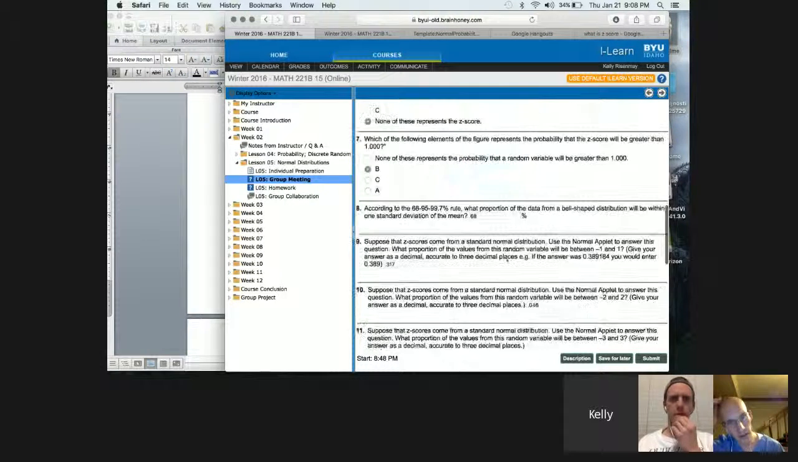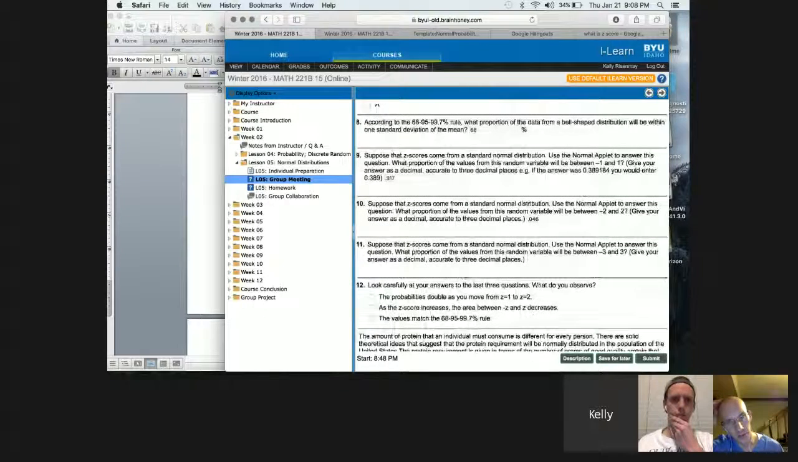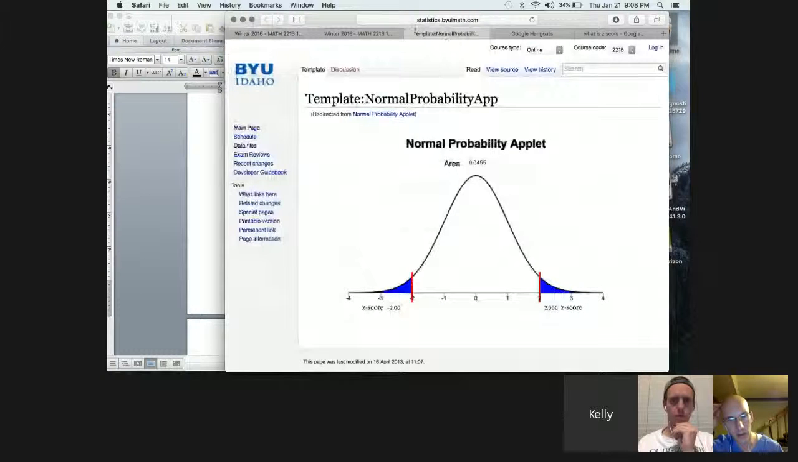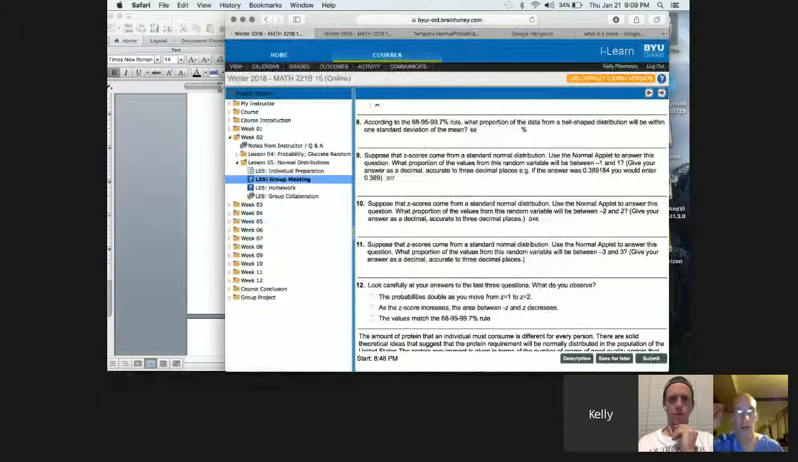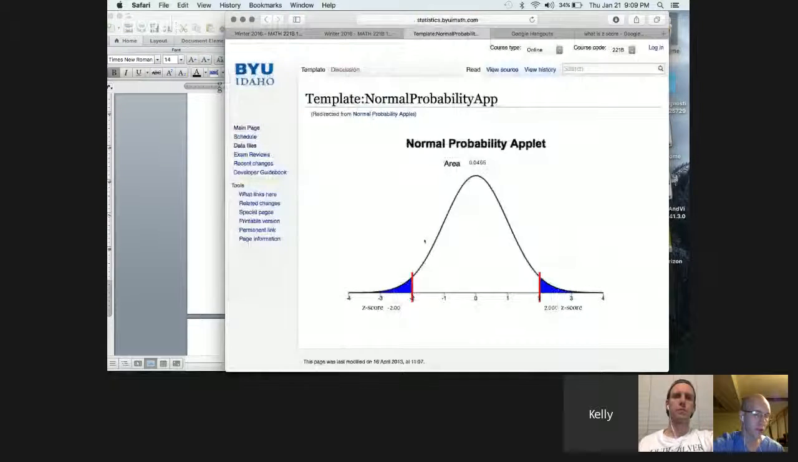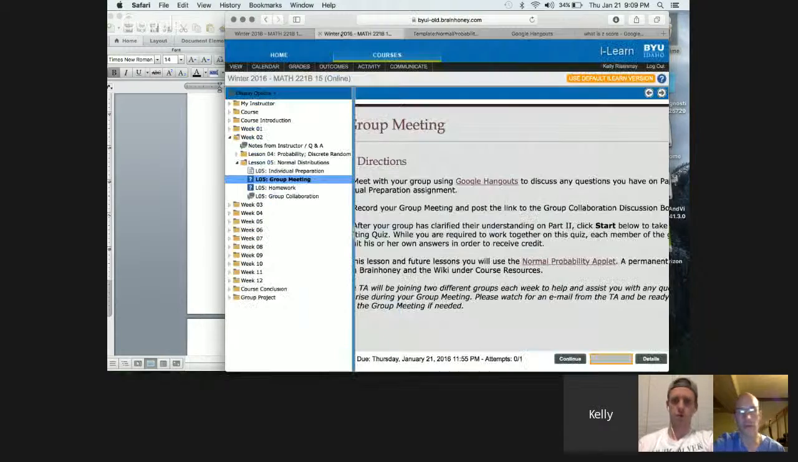So we're going on to 11. Suppose that the z-scores come from the standard normal distribution. Use the normal applet to answer this question. What portion of the values from this random variable will be between 3 and -3? So it's basically just doing what we did with the first two, with 2 and 1, making sure those areas are shaded on the outside. So 0.003. Yeah, it's 0.0027, which rounds to 0.003.